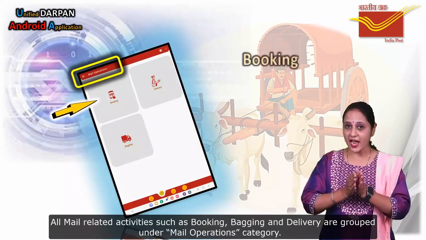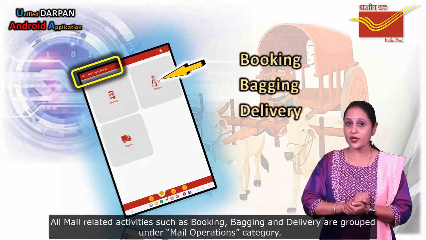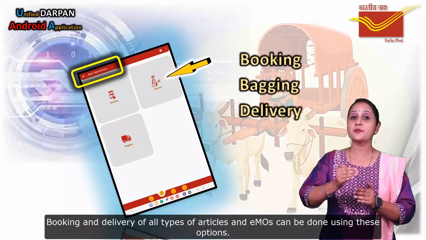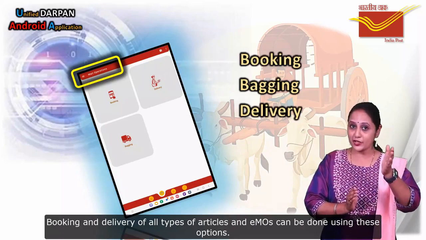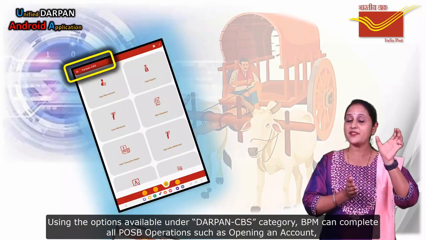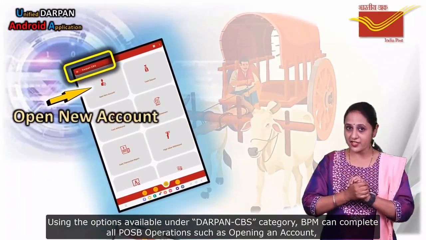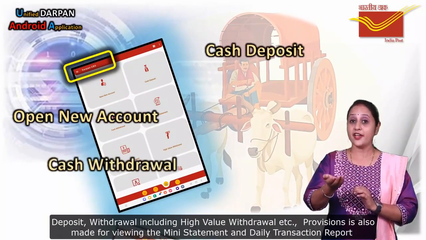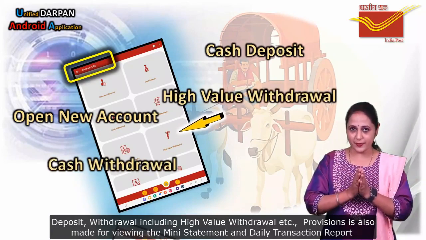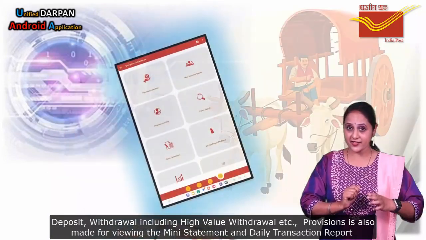All mail related activities such as booking, bagging and delivery are grouped under mail operations category. Booking and delivery of all types of articles and the EMOs can be done using this option. Using the options available under DARPAN CBS category, BPM can complete all the POSB operations such as opening an account, deposit, withdrawal, including high value withdrawal, etc. Provision is also made for viewing the mini statement and daily transaction report.